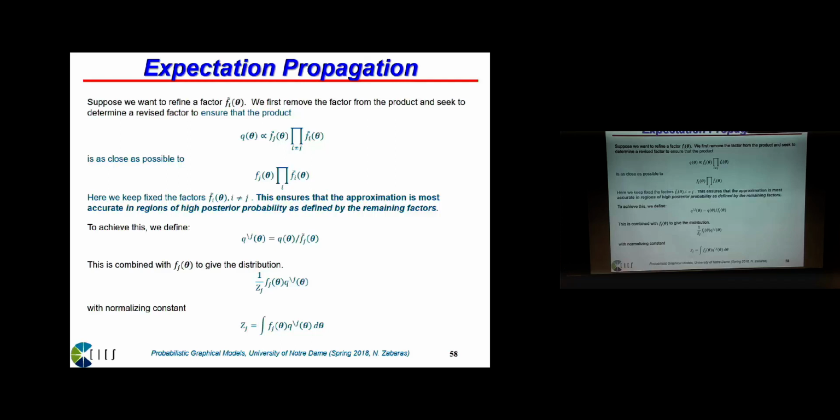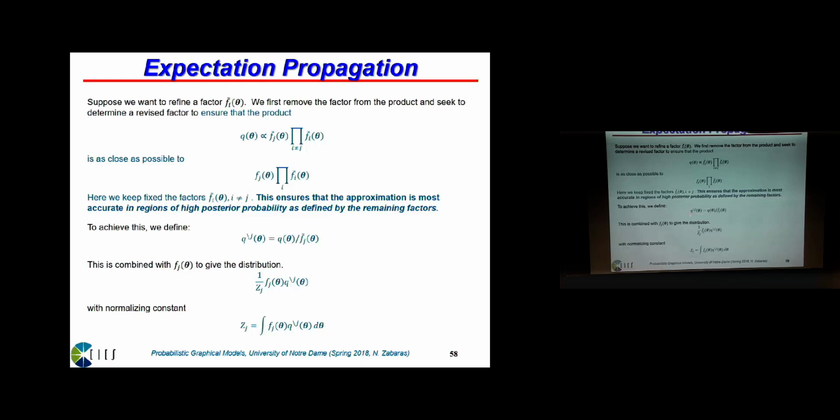The idea here is we want to have an approximation for Fj that is accurate in the regions where the remaining factors have significant probability mass, right? If they're zero, who cares? We're not going to account for that. We don't want to invest resources on that approximation.